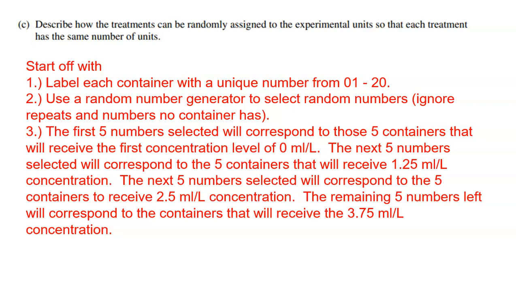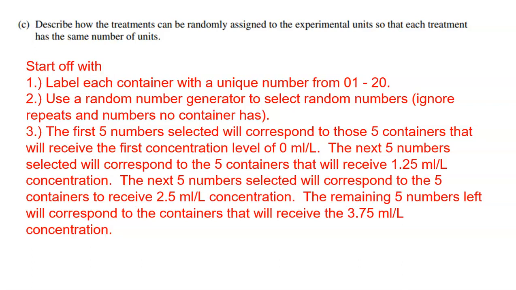Now, a lot of random number generators, you could specify a range, so telling it to only give you random numbers from 01 to 20. That way 67 is impossible. But again, I always like to cover myself and say ignore repeats, ignore numbers that no container has, just to be safe. Now, here's where I've got to be very specific on what happens, because a lot of kids will actually stop and just list number 1 and number 2, and they don't actually go into specifics, and that's actually what's required here.